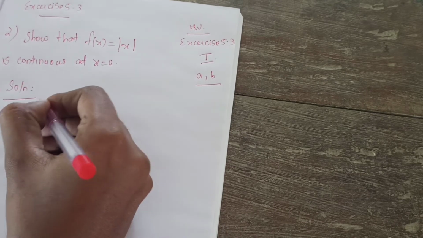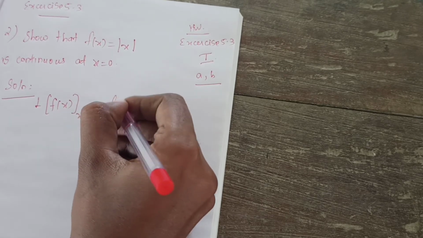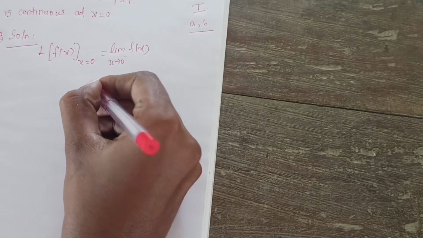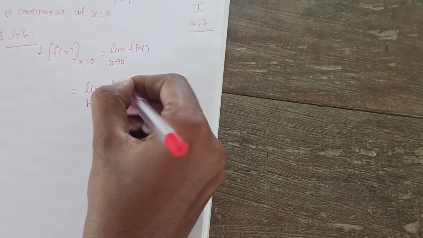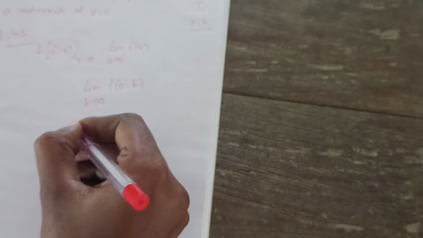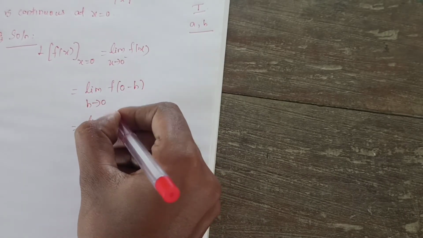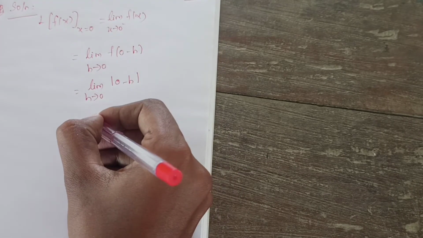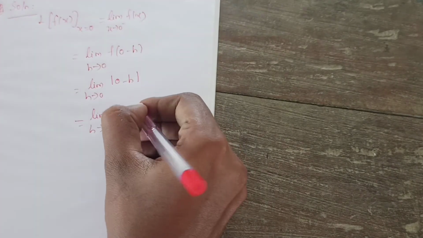Solution: L of f of x at x equal to 0. So limit x tends to 0 minus f of x. We will find the left hand limit first. That's equal to limit h tends to 0, f of 0 minus h, x equal to 0 minus h. It is given as mod x, so mod of 0 minus h. Inside the mod, if it is negative, it will be changed as positive. So limit h tends to 0, h, you will get the answer as 0.